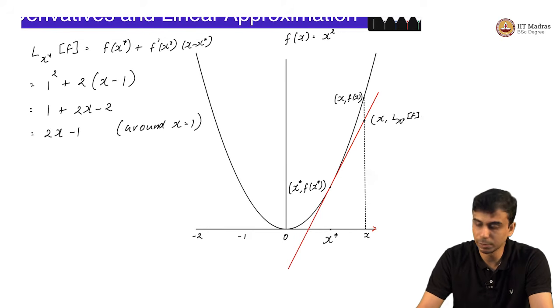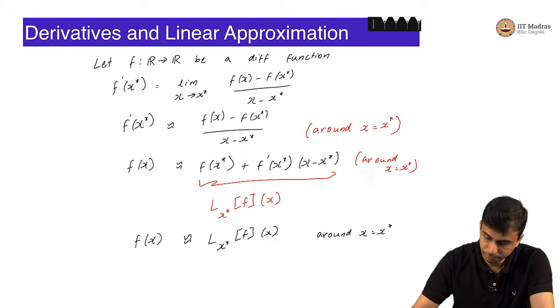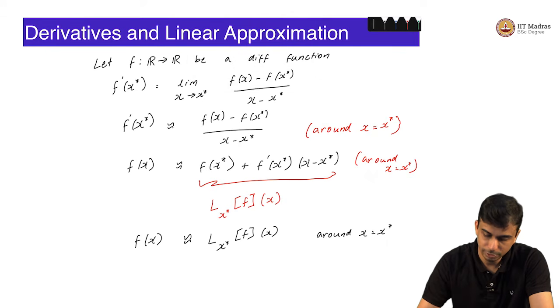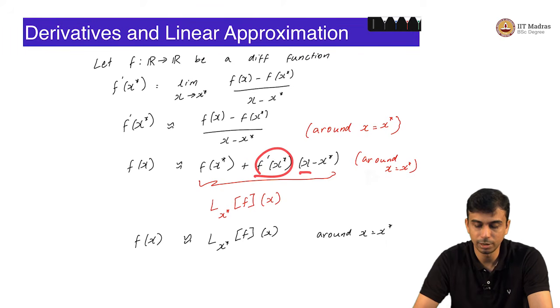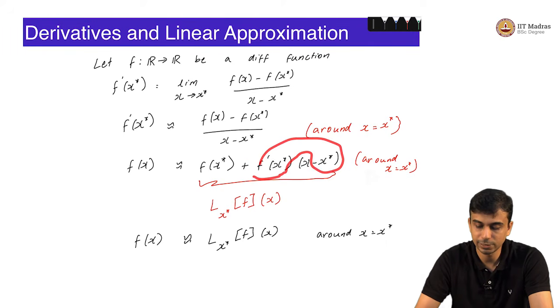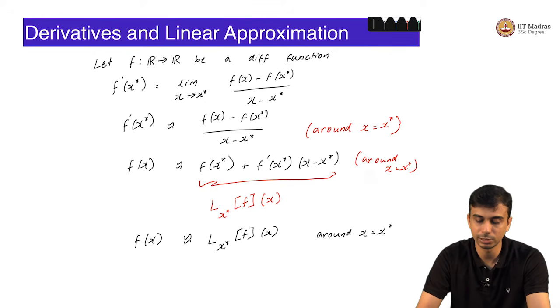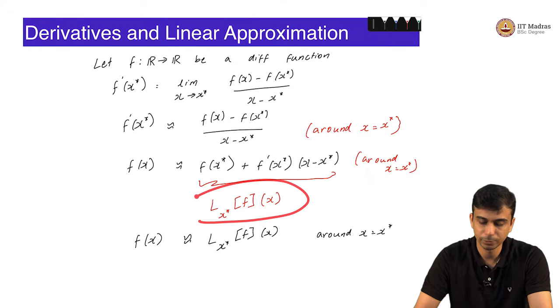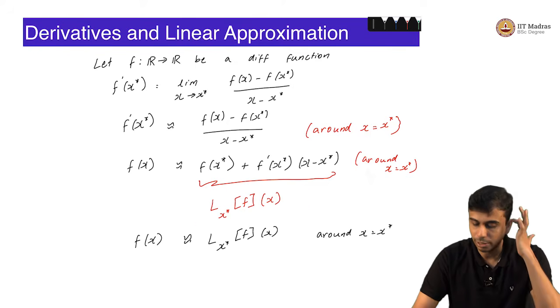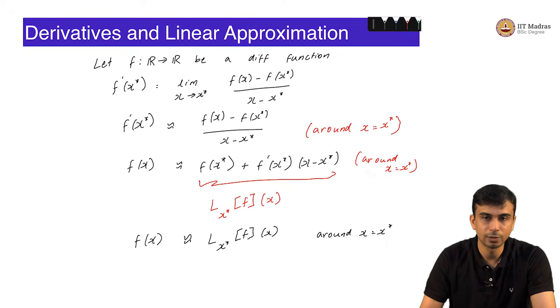In general also it is true because you can see that Lx star of f viewed as a function of x has the coefficient f dash of x star, which is a constant. You have a constant and a constant times x, and minus f dash of x star into x star is also a constant. So, f of x star minus f dash of x star into x star is a constant, and you have f dash of x star into x, which is a linear coefficient of x multiplied by x. So, that is the reason why this is called a linear function, and this is an approximation of f around x equal to x star.